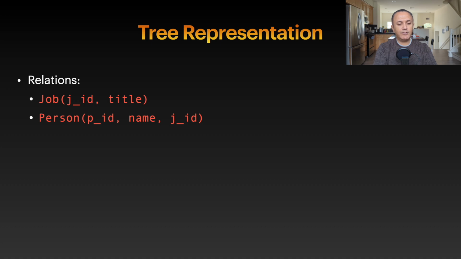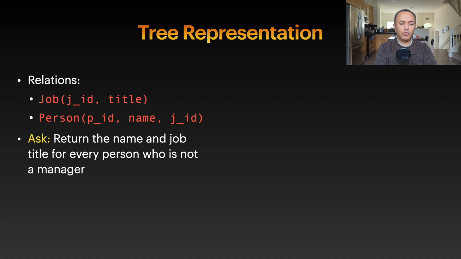Suppose we have two relations. We have a job relation that has job ID and title, and then we have a person relation that has a person ID, name, and job ID, to indicate what job this person has. Now, what we're looking for, we want to return the name and job title for every person who is not a manager, right? Imagine this is a query that you want to write with relational algebra. How do you think of this?